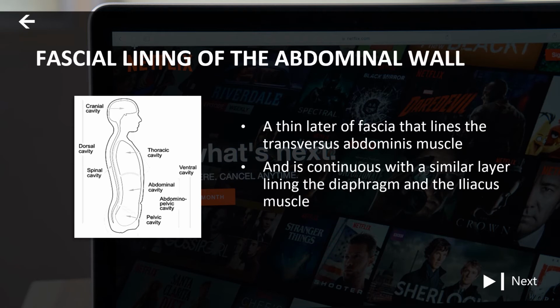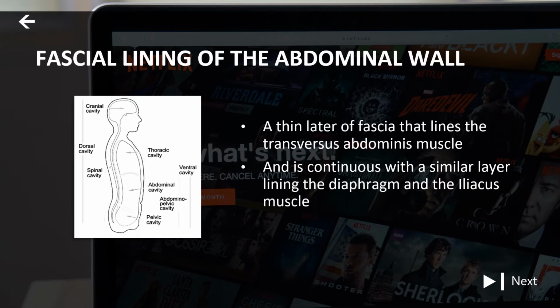Fascial lining of the abdominal wall. As mentioned previously, the abdominal walls are lined by one continuous layer of connective tissue that lies between the parietal peritoneum and the muscles. It is continuous below with a similar fascial layer lining the pelvic walls. It is customary to name the fascia according to the structure it overlies.